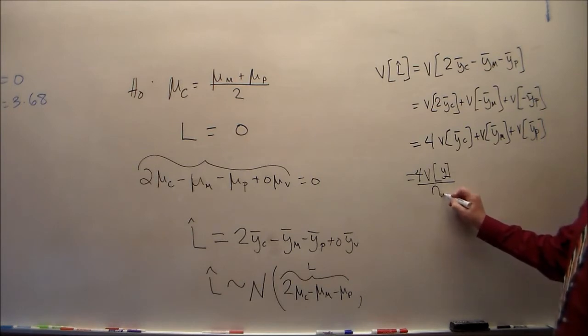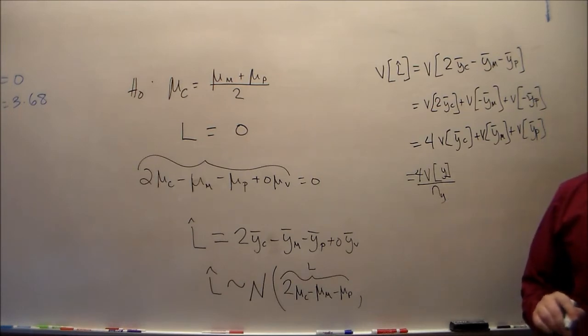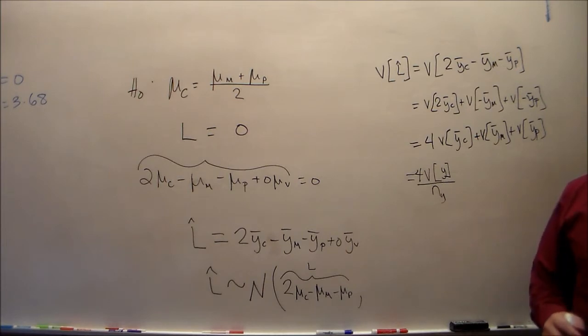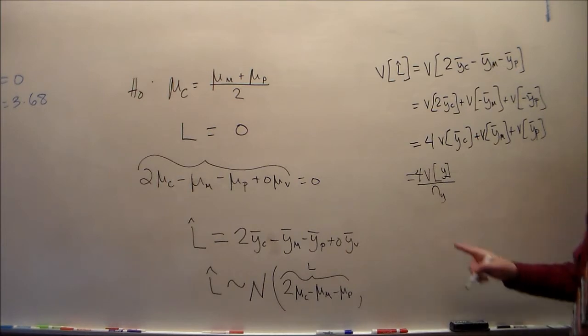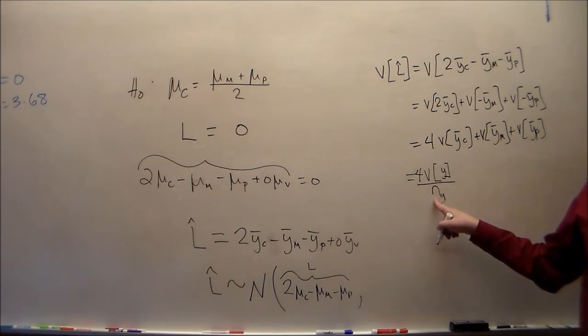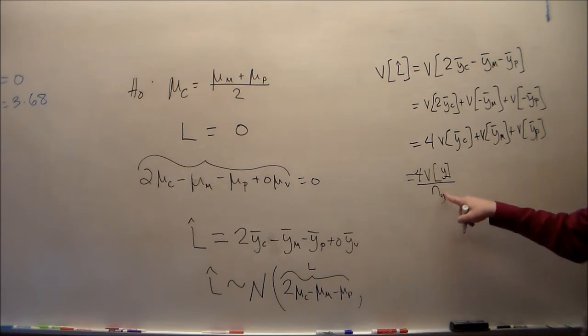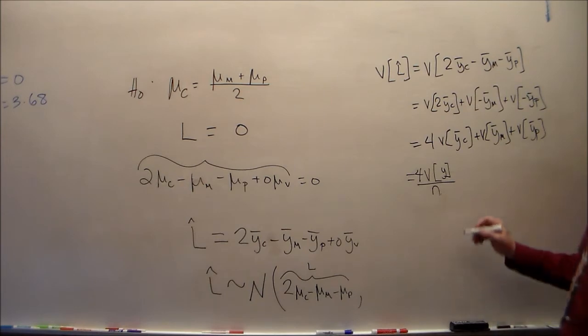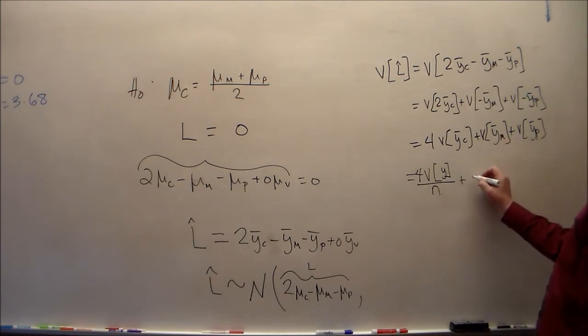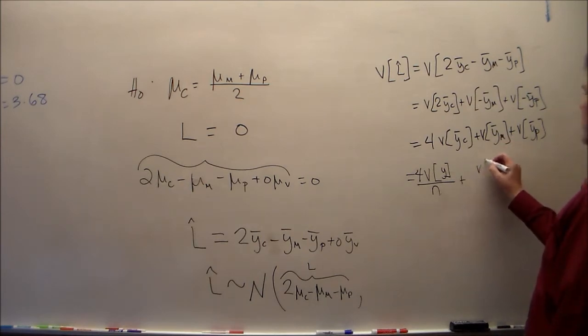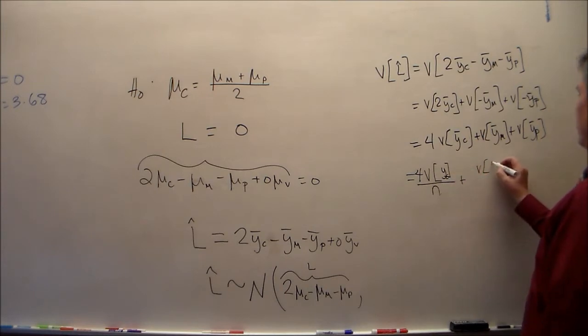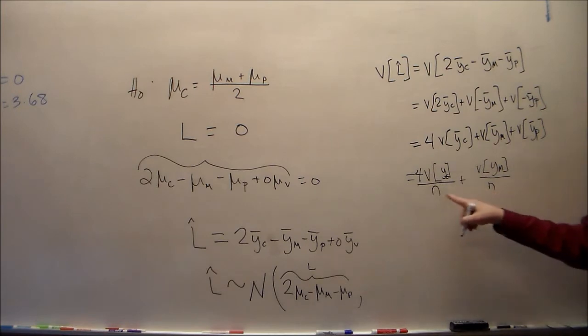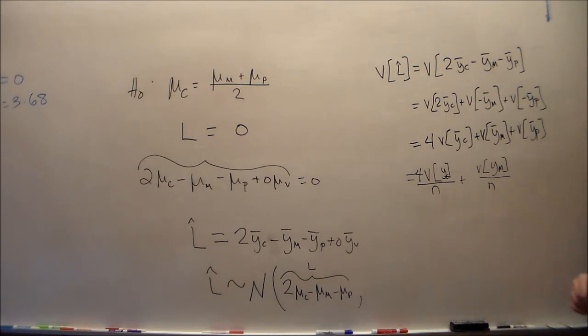Technically, this should be n sub y, but we've assumed that this is a balanced design, which means all the sample sizes in all the groups are equal. So n sub y, or n, plus the variance of y m over n. Again, these n's are the same because we assumed a balanced design, plus the variance of y p over n.